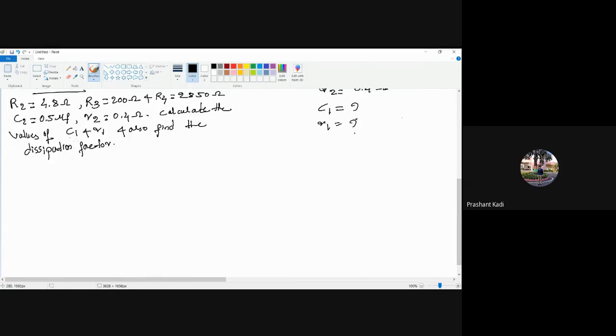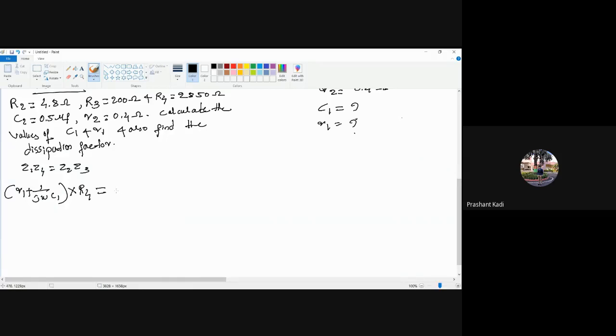Okay, so Z1 is balanced equation. Z1 Z4 equals Z2 into Z3, right? The first term consists of resistor R1 in series with the capacitor. Its capacitive reactance is 1 by j omega C1. So Z1 is multiplied by Z4. Z4 is having only the resistance R4, so into R4, that is equals to Z2.